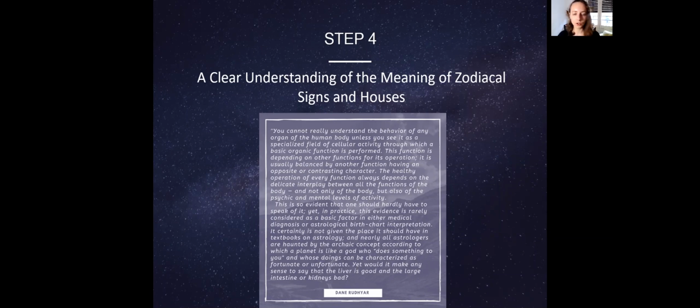The healthy operation of every function always depends on the delicate interplay between all the functions of the body, and not only of the body, but also the psychic and mental levels of activity. This is so evident that one should hardly have to speak of it. Yet in practice, this evidence is rarely considered as a basic factor in either medical diagnosis or astrological birth chart interpretation. It certainly is not given the place it should have in textbooks of astrology. And nearly all astrologers are haunted by the archaic concept according to which a planet is like a god who does something to you and whose doings can be characterized as fortunate or unfortunate. Yet, would it make any sense to say that the liver is good and the large intestine or kidney is bad?